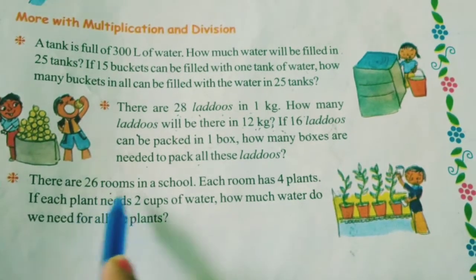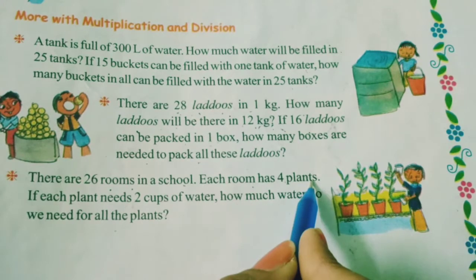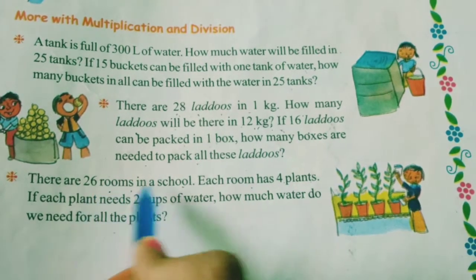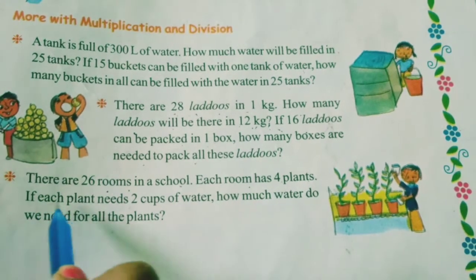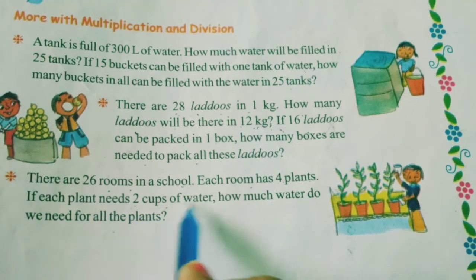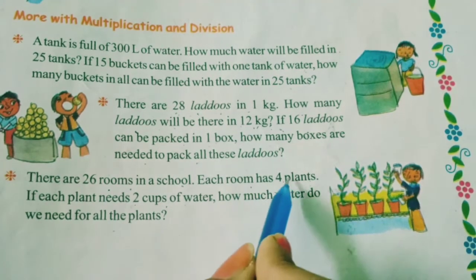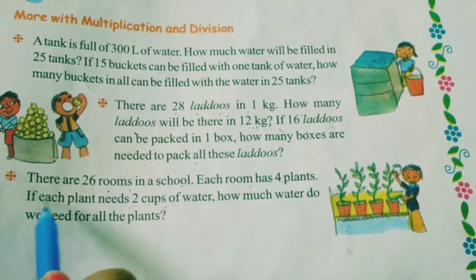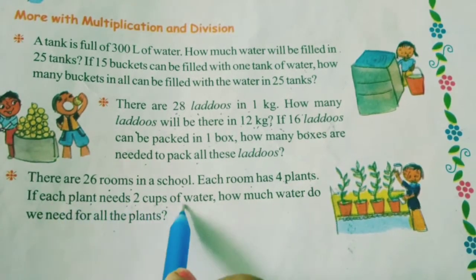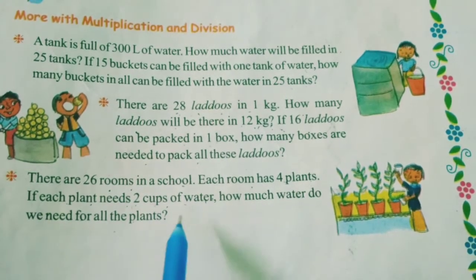There are 26 rooms in a school. Each room has 4 plants. 26 rooms each, यानी एक room के अंदर 4 plants हैं. If each plant needs 2 cups of water, how much water do we need for all the plants?